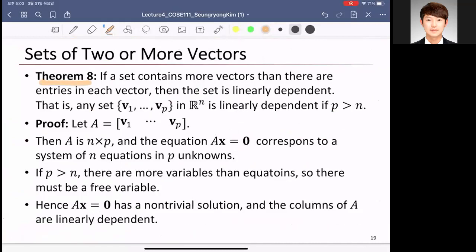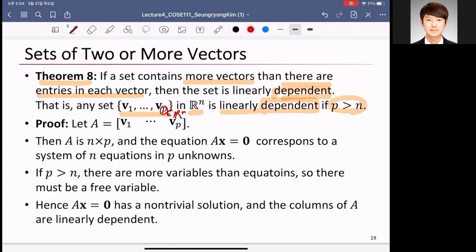Okay. So today we will introduce two more theorems in chapter 1.7. This is Theorem 8. If a set of vectors contains more vectors than there are entries in each vector, then the set is linearly dependent. In other words, any set v1, v2, ..., vp in R^n, so each vector is defined in R^n space and the number of vectors is p, is linearly dependent if p is larger than n.